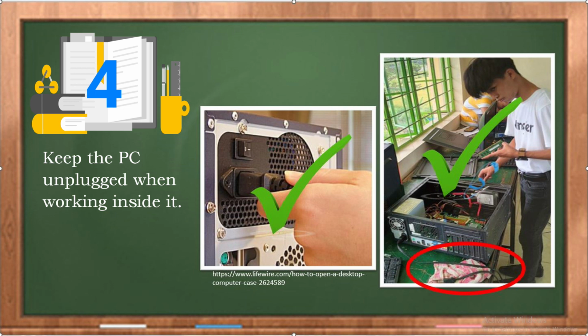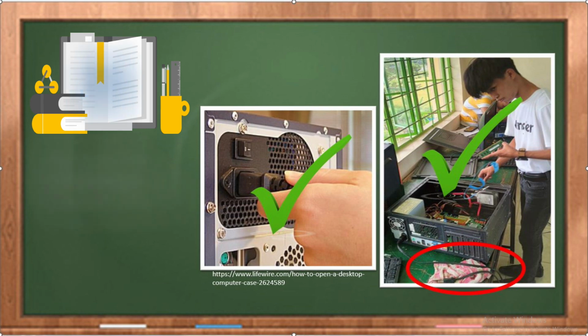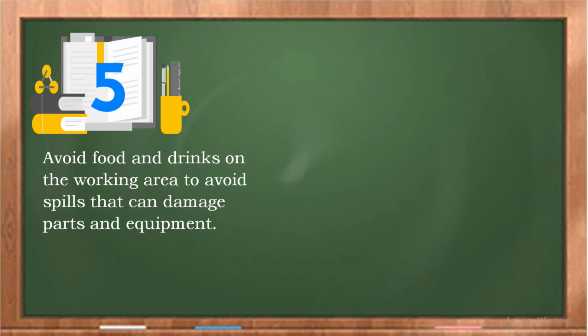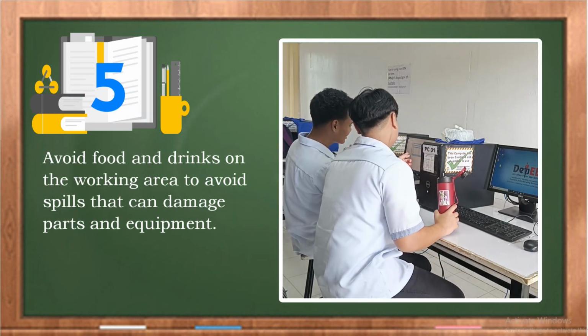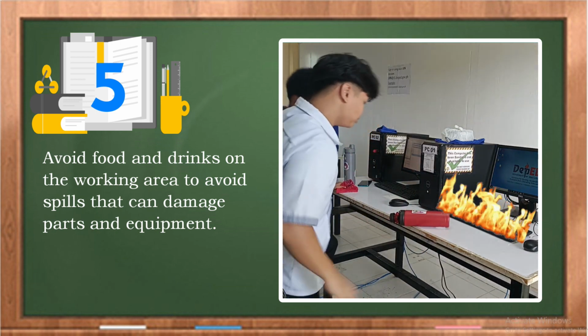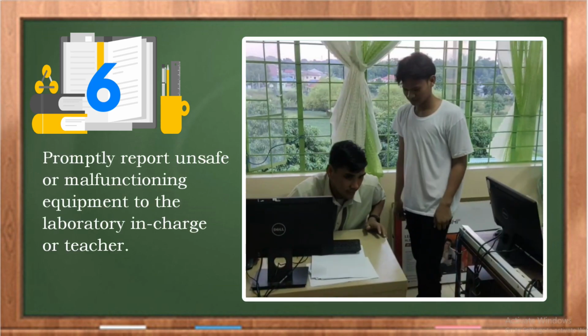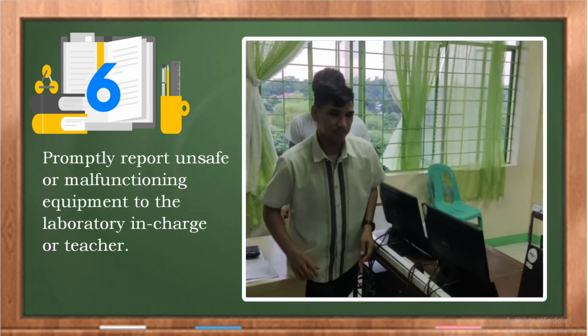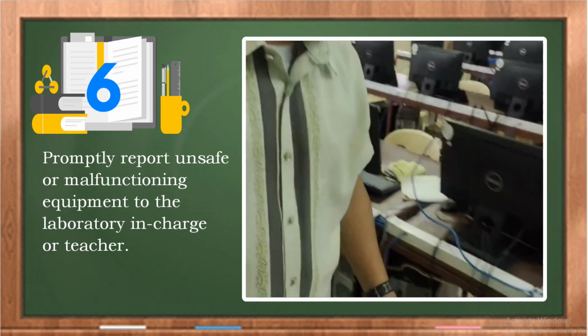When working inside the PC, always keep it unplugged. This prevents electrical accidents. Avoid food and drinks in the workspace to prevent spills that can damage parts and equipment. Promptly report unsafe or malfunctioning equipment to the laboratory in charge or teacher.